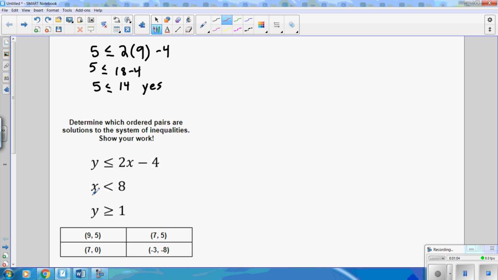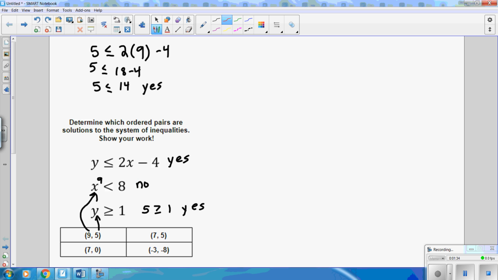Let's check 9, 5 with this. We just plug the 9 in for x, because there's only an x there. So is 9 less than 8? Actually, 9 is not less than 8, so it's no here. So 9, 5 works here, it doesn't work here. Last one, let's plug 5 in for y. 5 is greater than or equal to 1. That is true. So it'll be yes.